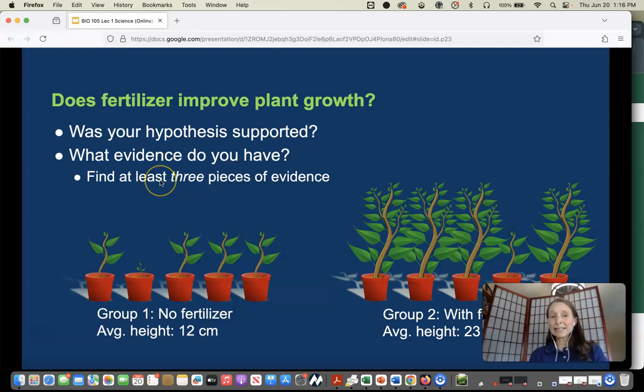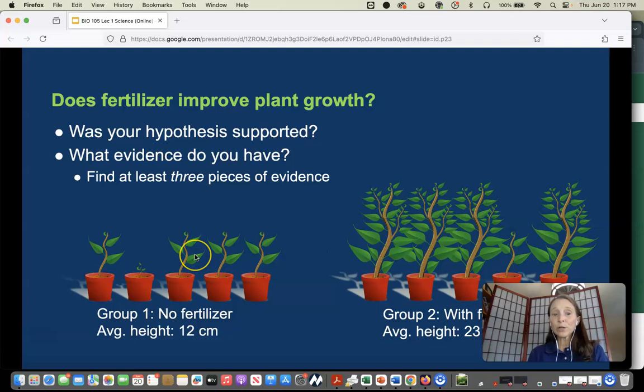In this case, now you want to look at the evidence. And you can actually find at least three pieces of evidence that would support your hypothesis. The easiest one is to look at the average height. The average height for this group is 12 centimeters, and the average height for this group is 23 centimeters. You'll see you have these outliers, but by having a large sample size, we can accommodate those outliers. So overall, on average, the group that had fertilizer had an average height that was larger.